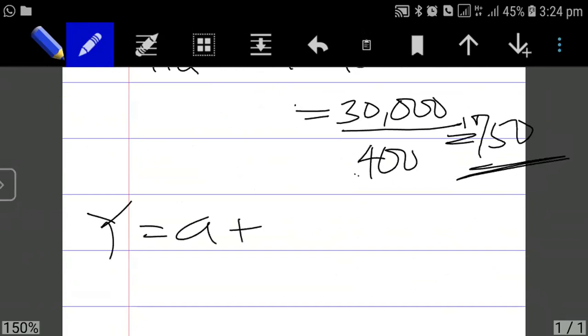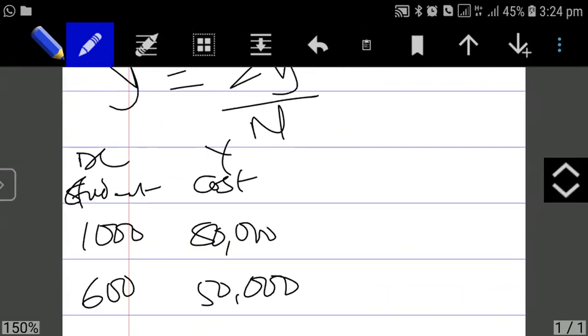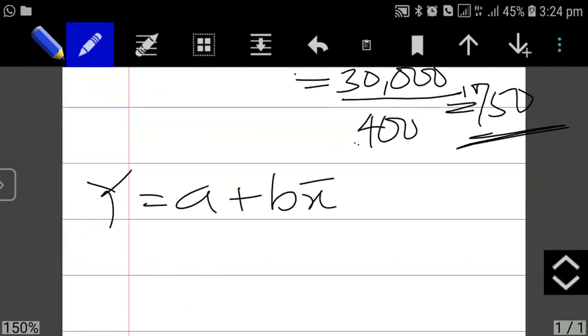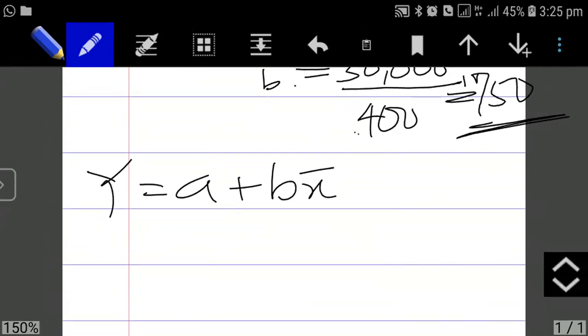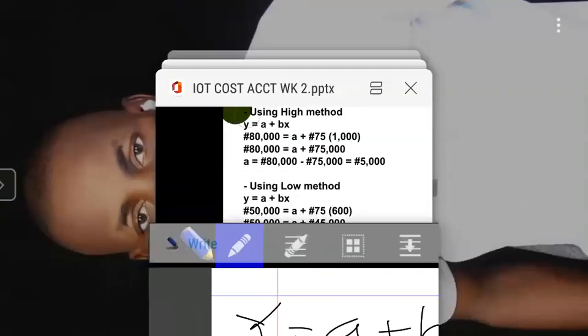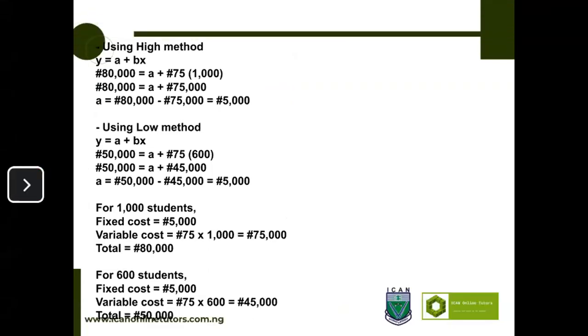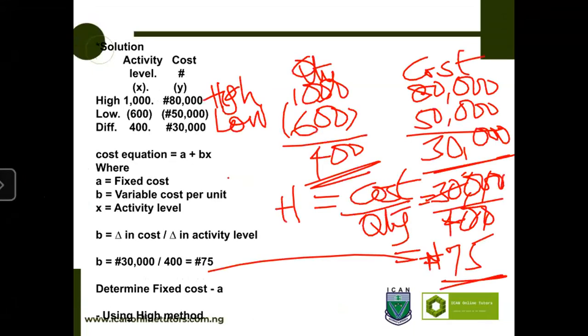Your equation, go back there, is A plus BX. X is your level of activities. Do not forget that. If you like, I'll call it X bar; if you like, I'll call it X. What we've got in here is B. So if you then want to calculate your A, B is now 75, so it's now A plus 75X. So this is the equation. It is from there that we are going to find all we are asked to find.